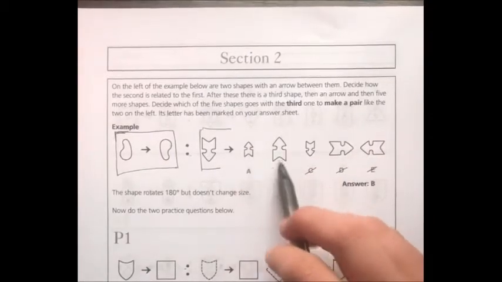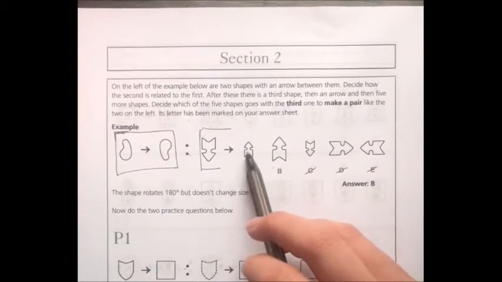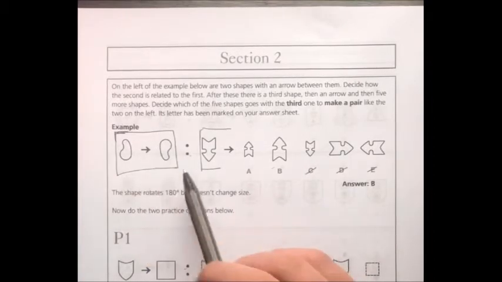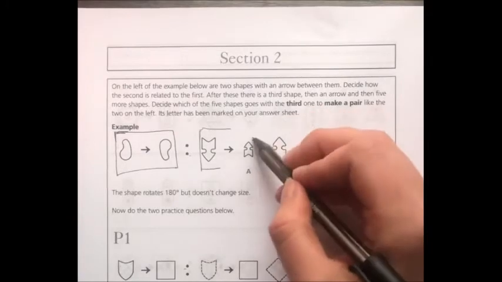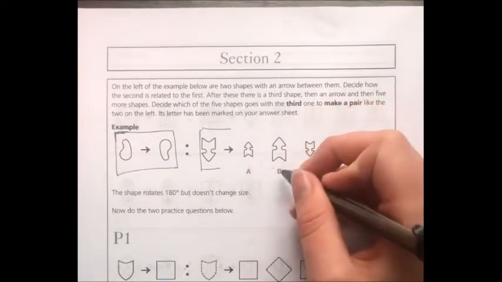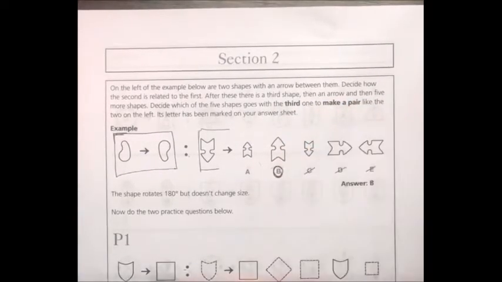Now, the difference here is that this one's smaller, and we can see here these are exactly the same size. It doesn't change size, so therefore this is just here to try and trick you. Therefore the answer is B.